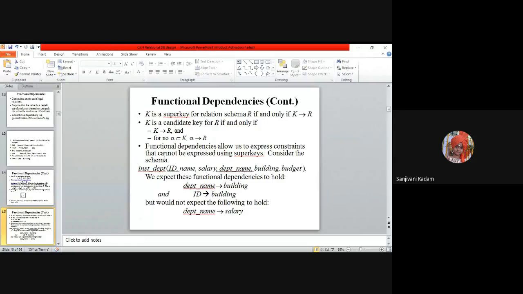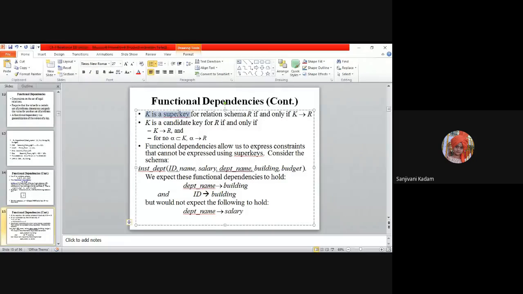So now we will talk about some relations. So here, a key K is a super key for relation R if and only if on K the complete relation R is dependent. Okay, so here a super key K is there. K is a candidate key for R if and only if K gives R and for no alpha.